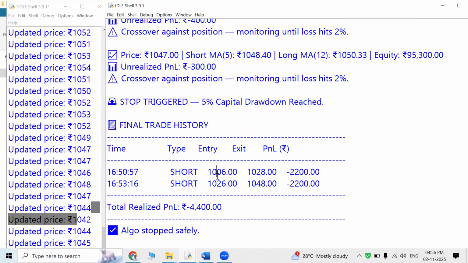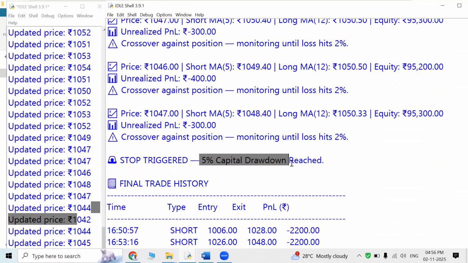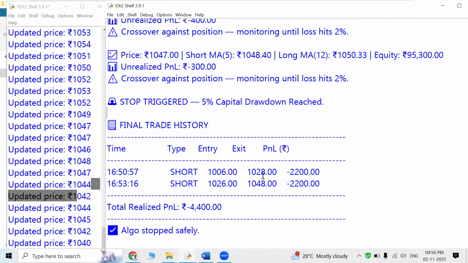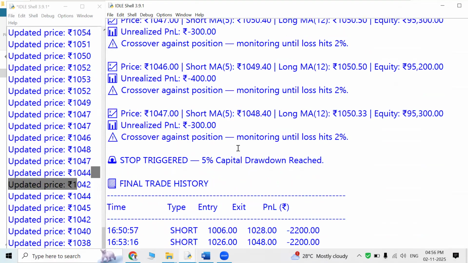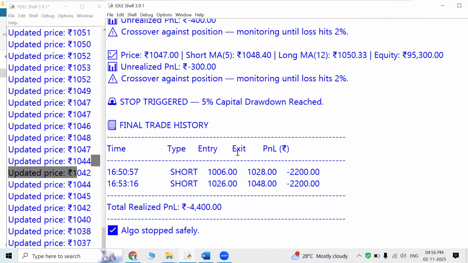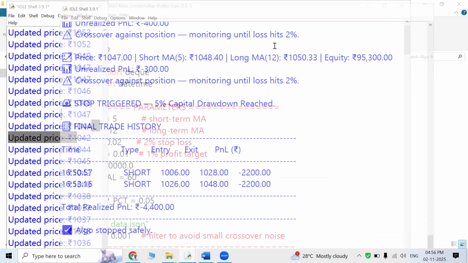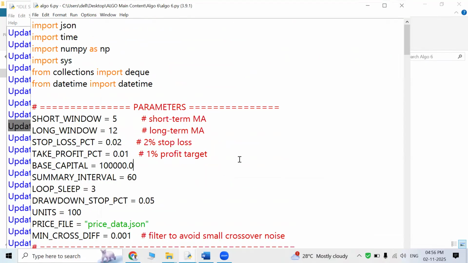Or if it goes below 1020, then we may book the loss. Okay, the algo has stopped because we triggered the 5% of total drawdown. So the total loss which we have taken is 5%, because we have given the condition that the algo must stop when we actually reach 5% of the capital loss. Okay, so now I will take one more decision to run it one more time.